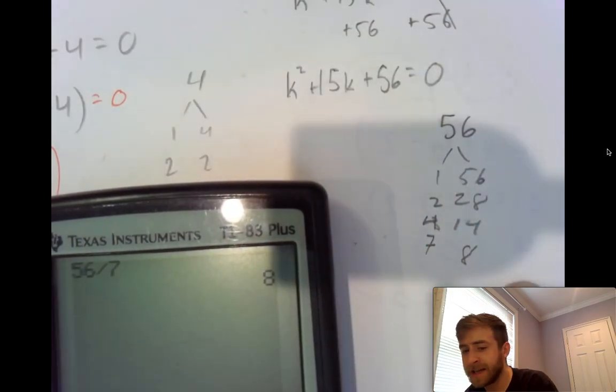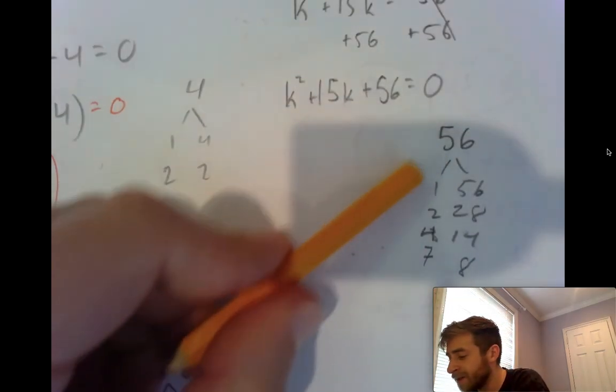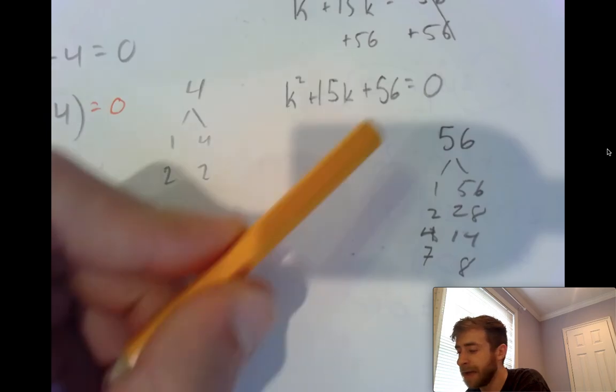And then I'd get to 8 and 7, so we're done. We know we found all the factors. Great. And which one of these sets of pairs is going to be able to add up to 15?